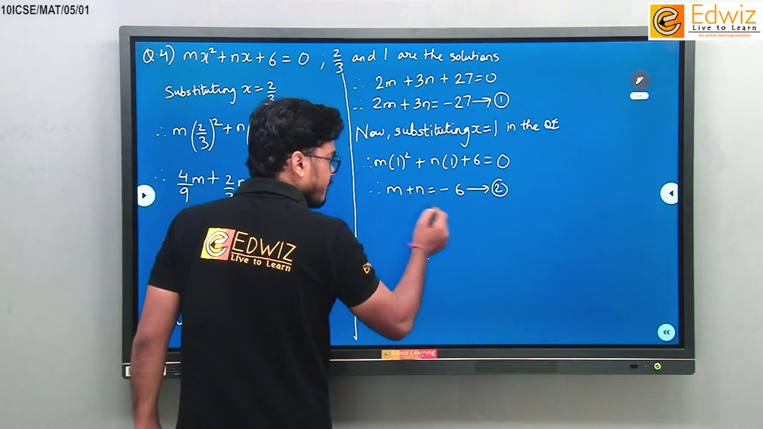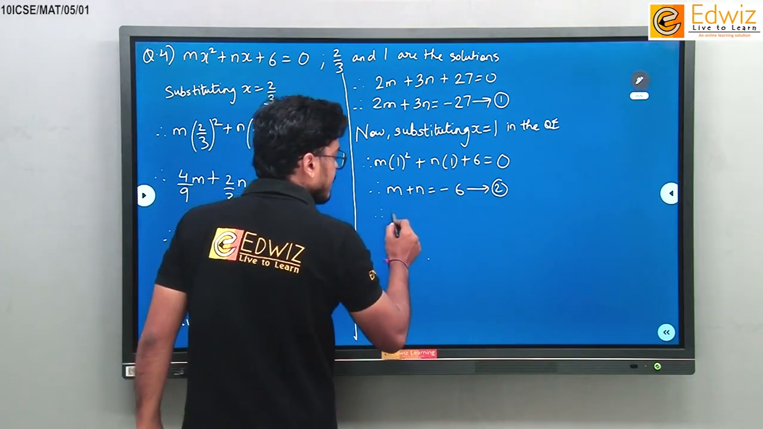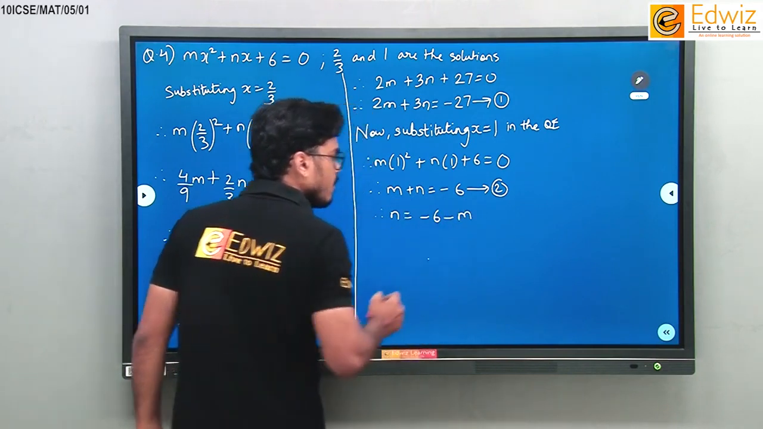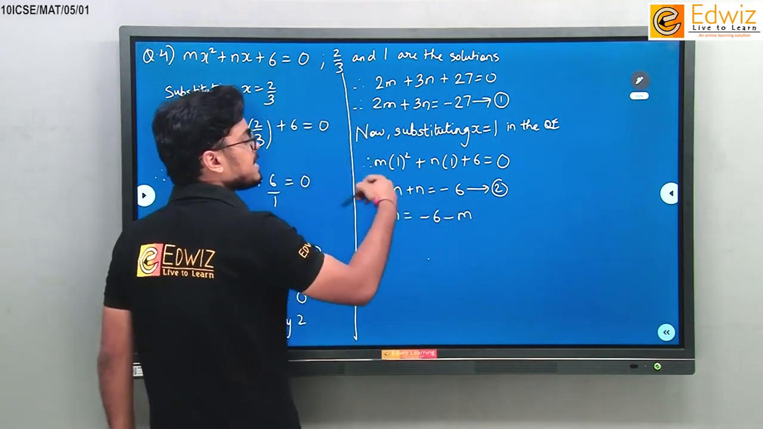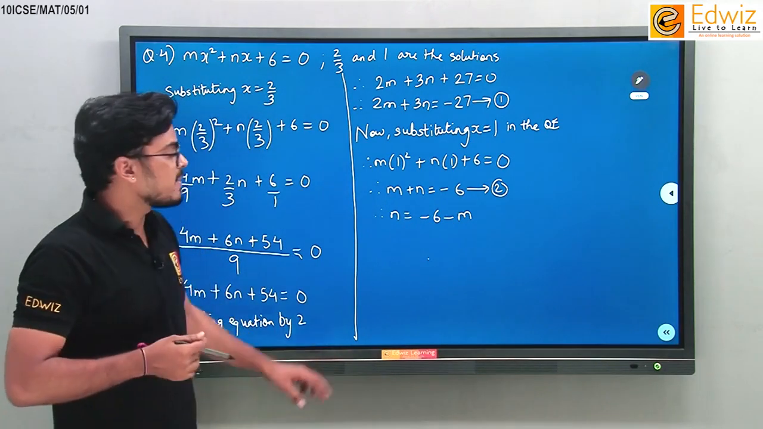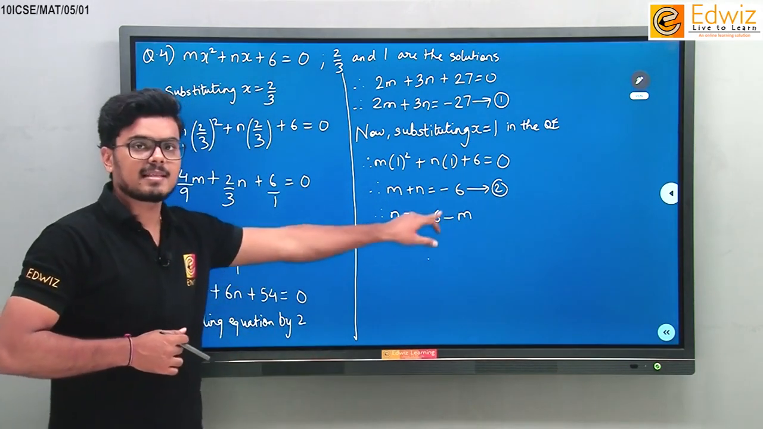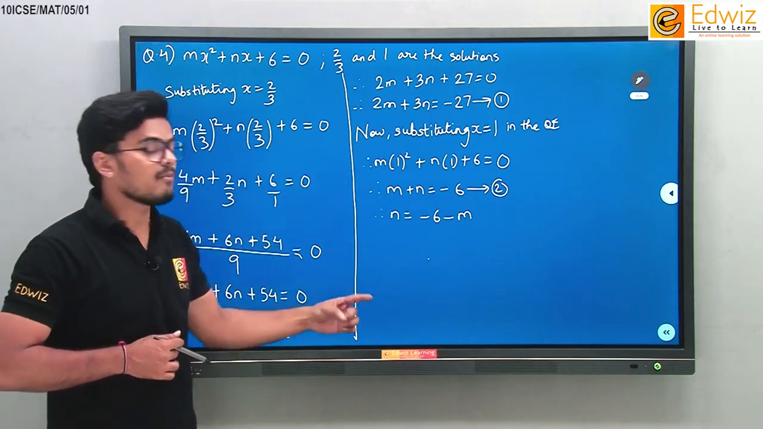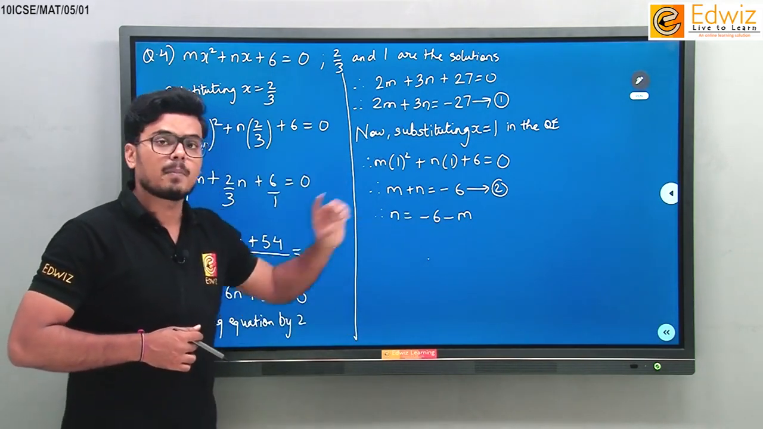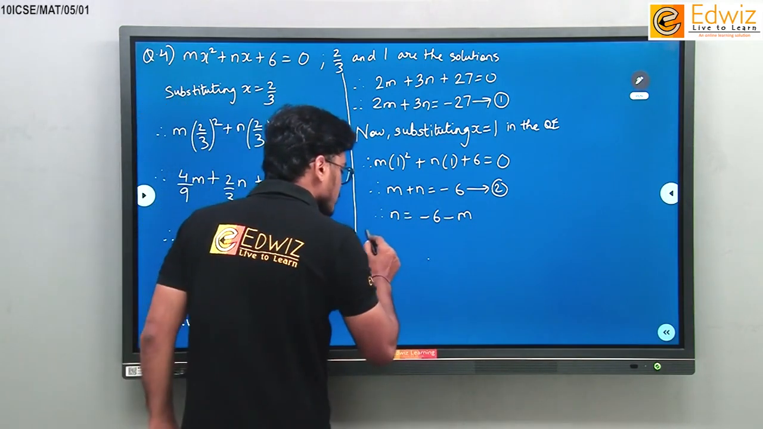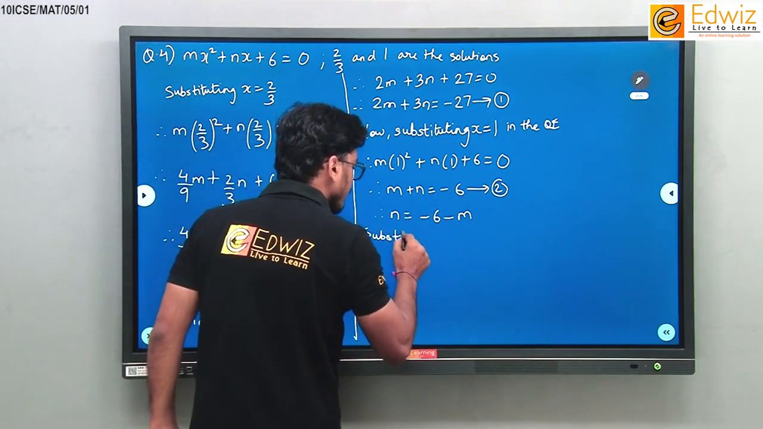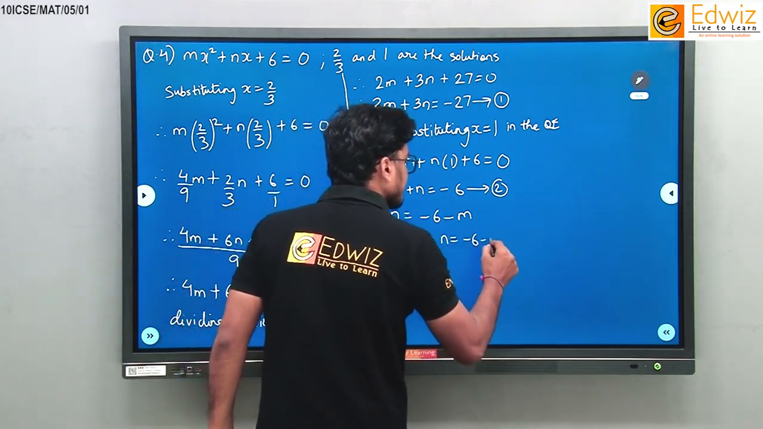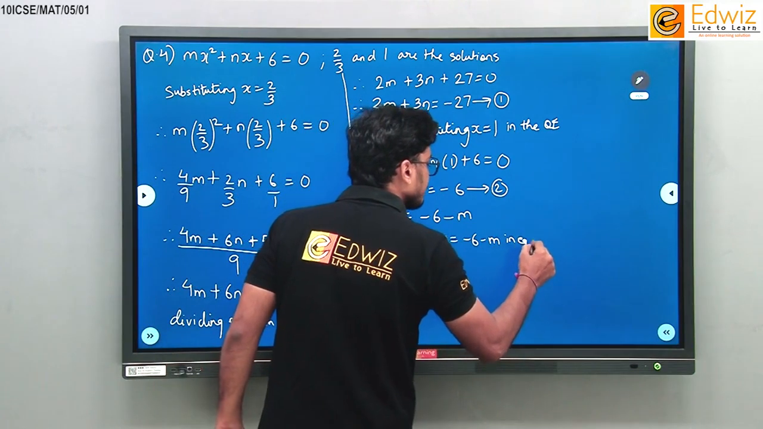So here from this equation you can say that n is equal to minus 6 minus m. What I have done is shifted plus m to the other side, which gave me the value of n, that is minus 6 minus m. Now we will put this in the first equation. Instead of n, what will we write? Minus 6 minus m in the first equation. So substituting n equal to minus 6 minus m in equation 1.